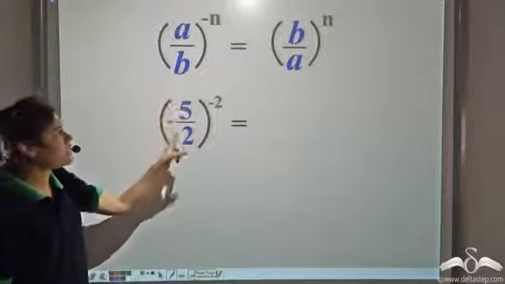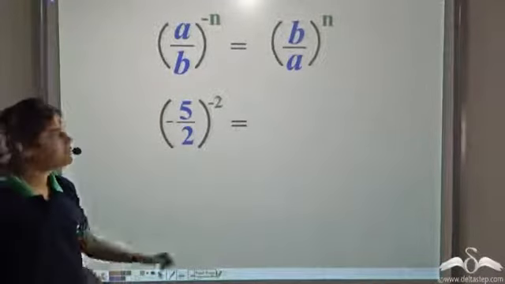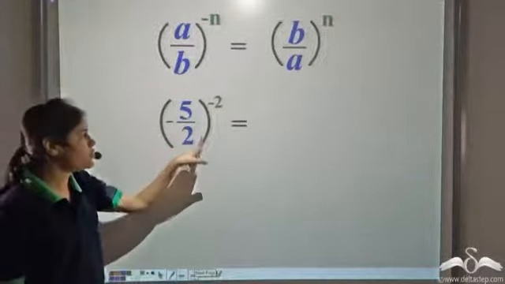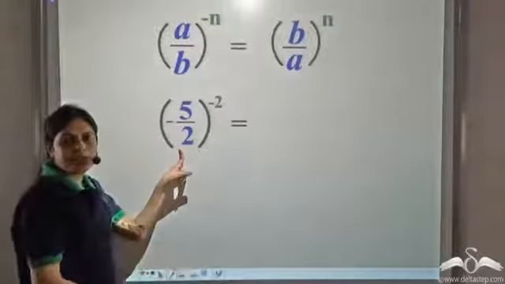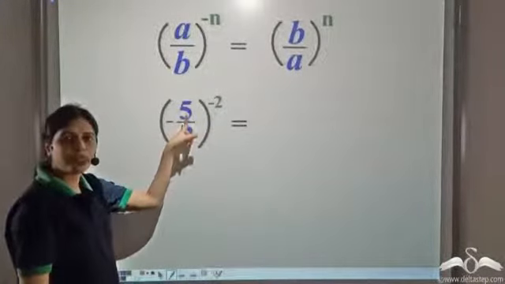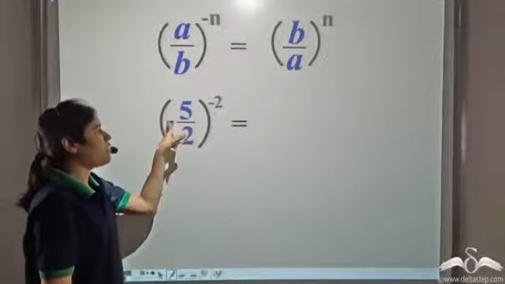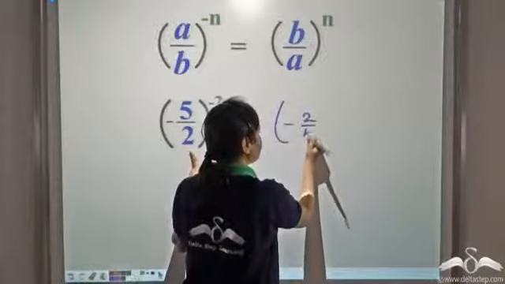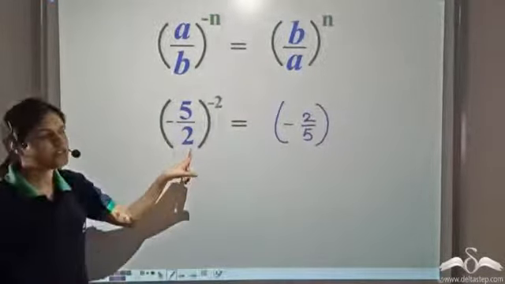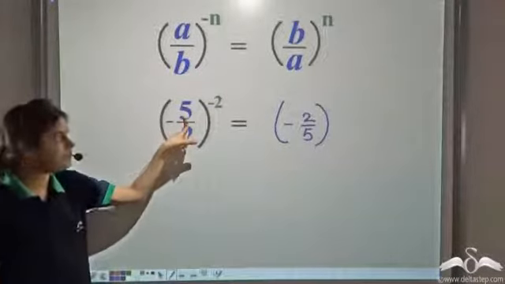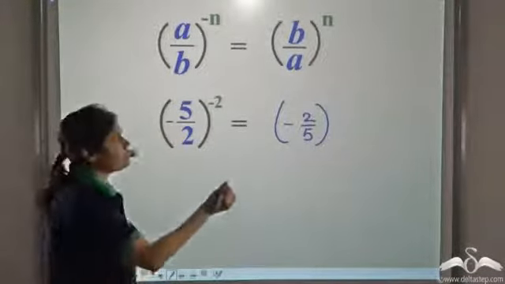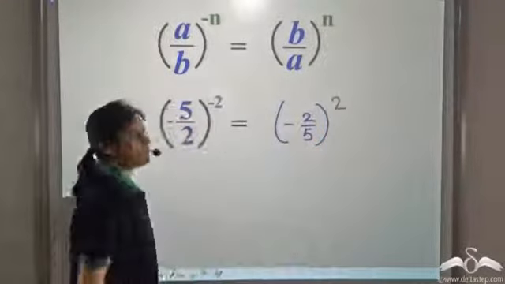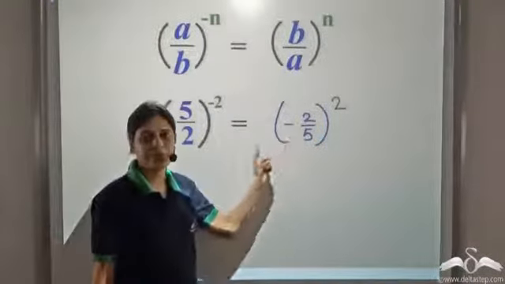Now using this, can you simplify this? This is (negative 5/2) raised to the power negative 2. So let us simplify this. Since we have a negative power, we need to find the reciprocal of this. Reciprocal of negative 5/2 is equal to negative 2/5. So this is the reciprocal of this fraction, and negative 2 becomes 2. So this is what we have.